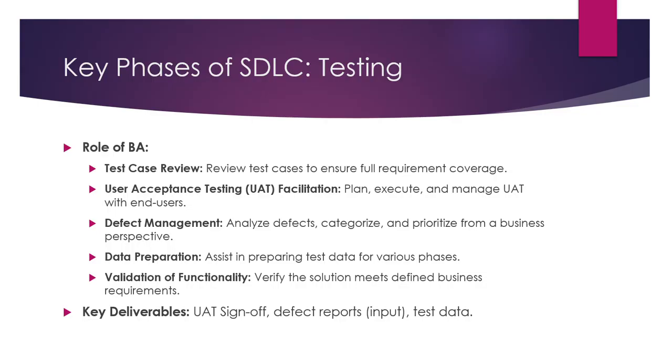Then validate the functionality. He will review and validate whether the system functionally works as per the business requirement. Are there any challenges or any gaps? He updates the development team to verify the solution against the defined business requirement. So that's the validation of functionality. And the key deliverables in the testing phase are the UAT sign-off, defect report, input and test data. So those are the key deliverables.